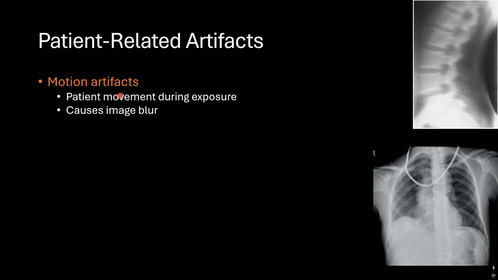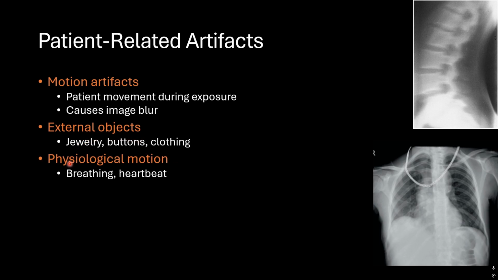First, we have motion artifacts, patient movement during exposure, and this will cause image blur. Next, we have external objects, for example, jewelry, buttons, and clothing. Next, we have physiological motion, for example, breathing and heartbeat.